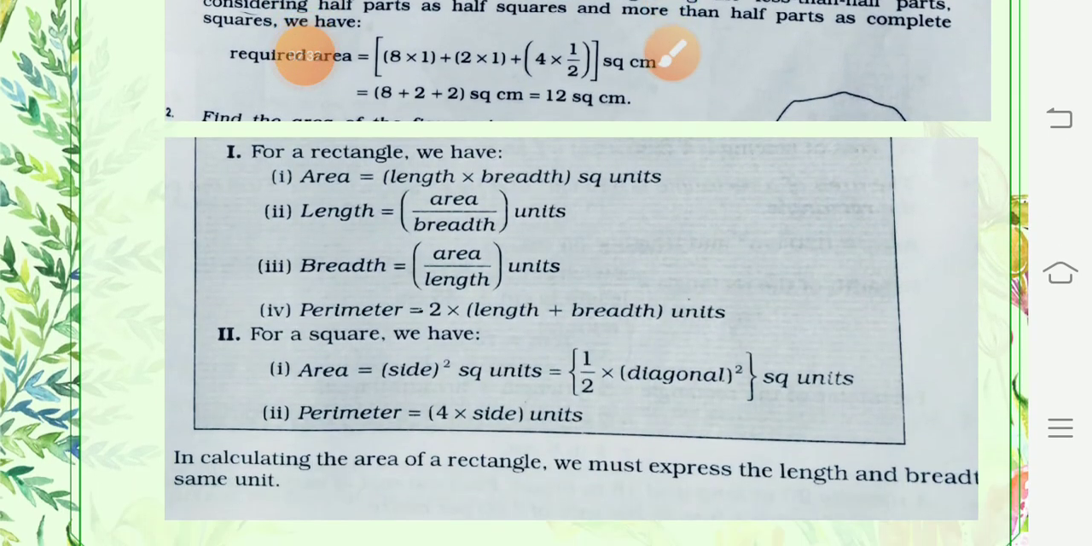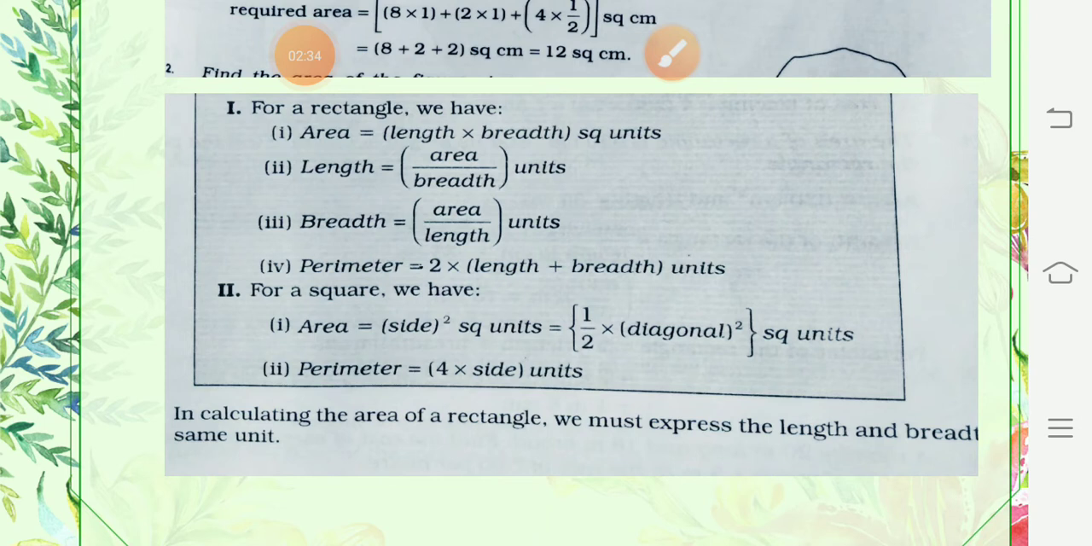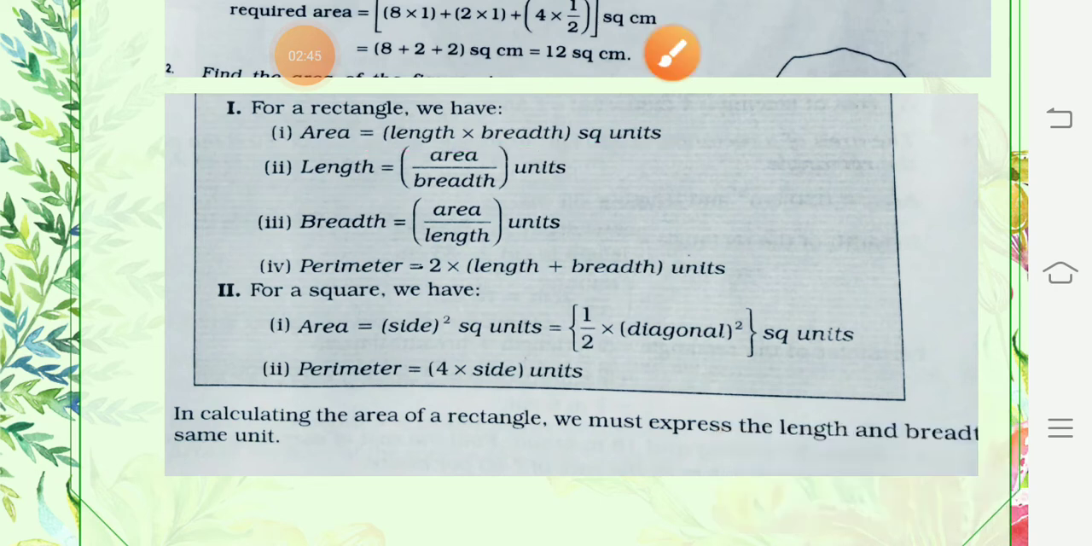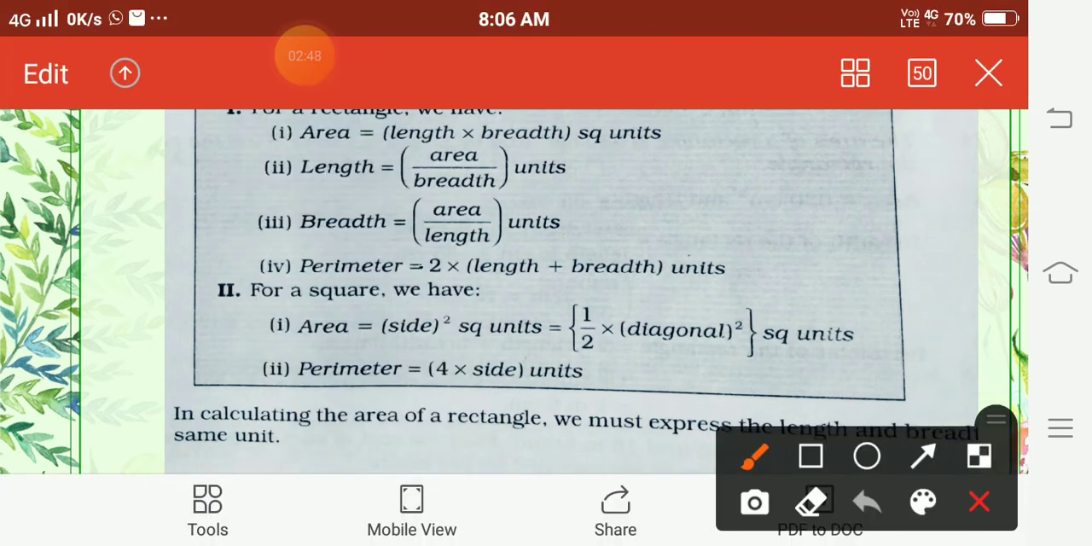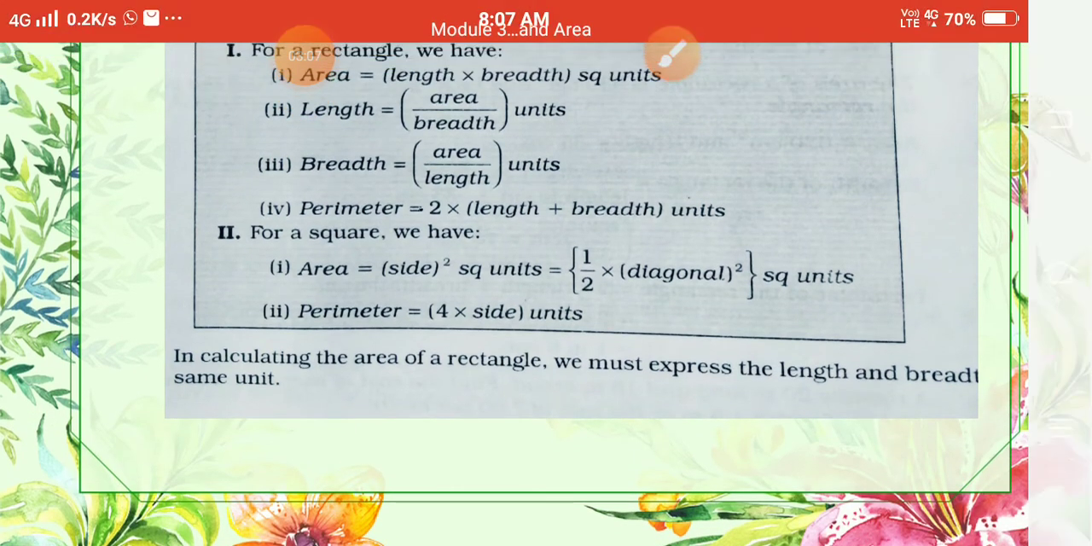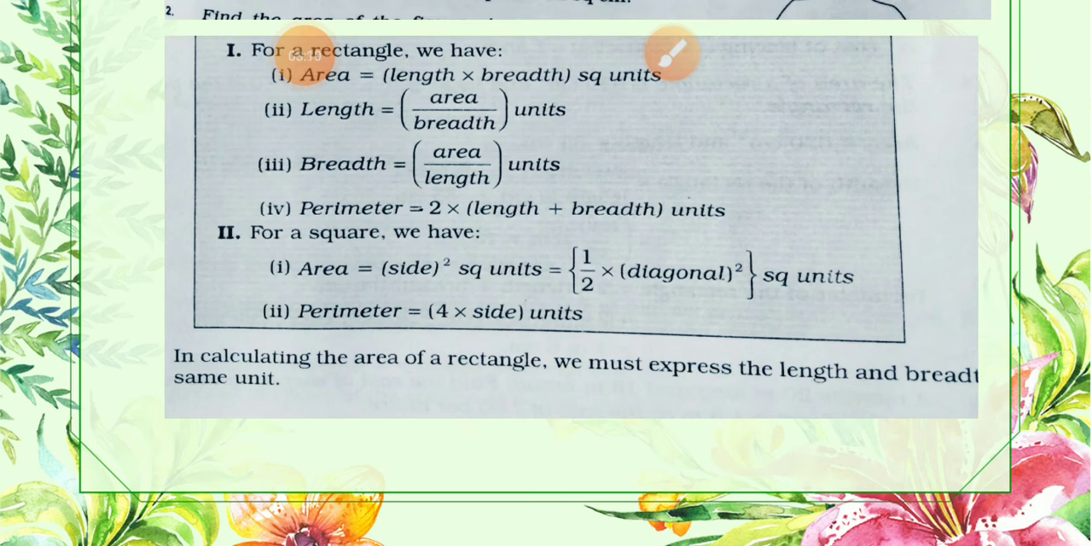Now for a rectangle, we have the formula of area, length into breadth square unit. How will we find out the length if area and breadth are given? So if we apply the formula, length is equal to area divided by breadth unit. How will we find out the breadth? Area divided by length unit. Understand, students? And the perimeter formula, we already know, perimeter is equal to 2 multiplied by length plus breadth unit, which we have studied already.